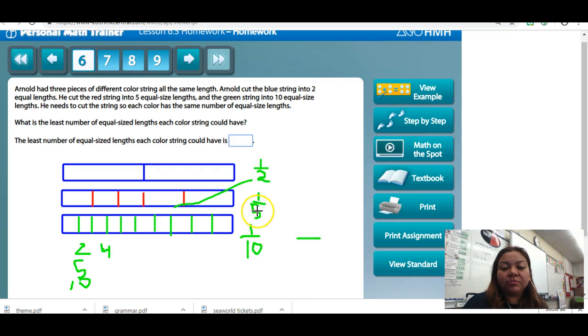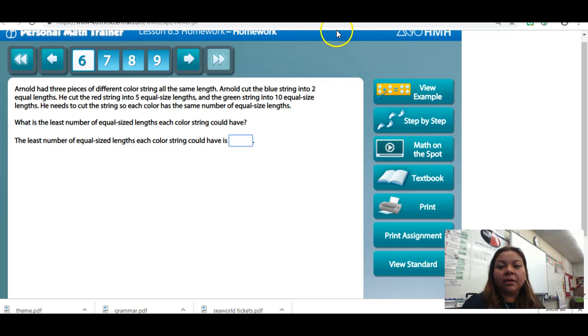Another way is that you can just multiply the denominators, 5 times 10, or find it for these, and you see that you can multiply 5 times 2 and that equals 10, or 2 times 5 and that equals 10. So I'm going to write 10 here, and now I just need to find the equivalent. Well, I don't need to find the equivalent fractions because the problem is only asking me to find the least number of equal sizes. So the least equal sizes would be 10.